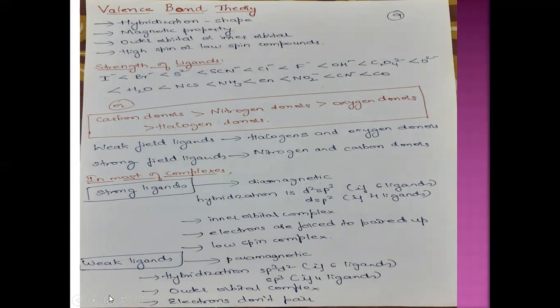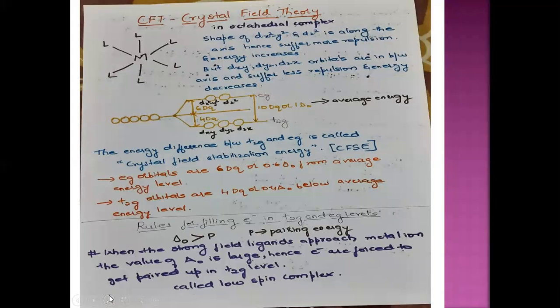So far we have discussed Werner's theory and valence bond theory. Next we'll go to crystal field theory. First we'll go to crystal field theory in octahedral complexes. Okay, so if you see the octahedral complexes, this is the spatial arrangement. The central metal atom will be in the center and the 6 ligands will occupy 6 different positions.